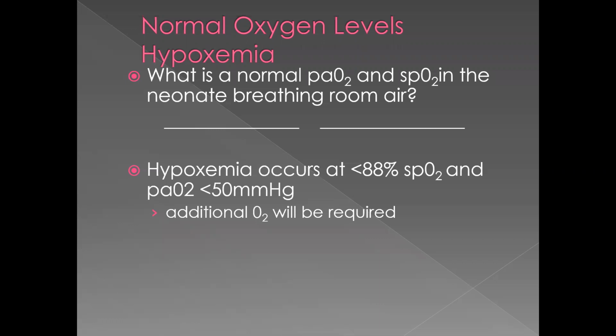And it's going to be a little different between institutions. It's going to vary between institutions. So if you're at Broward Health, they might have the range as 90 to 95%. Then you go to Joe DiMaggio and it's 88 to 95. So there is going to be some variation.